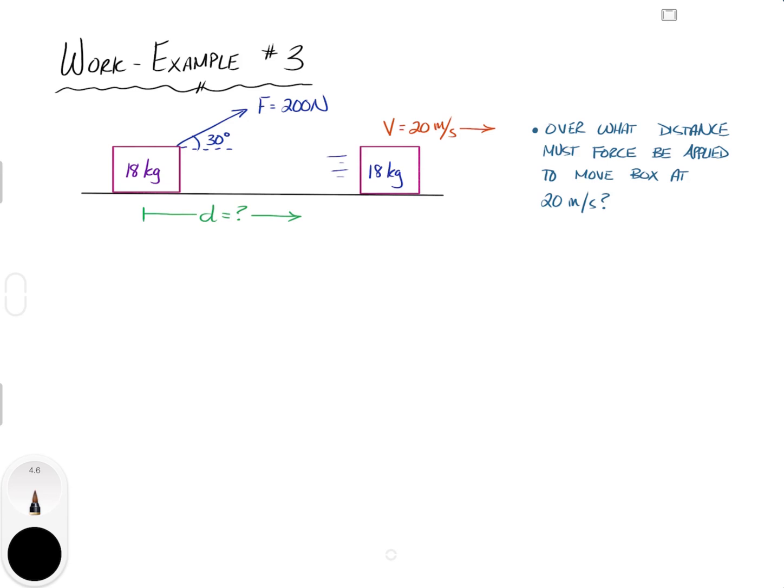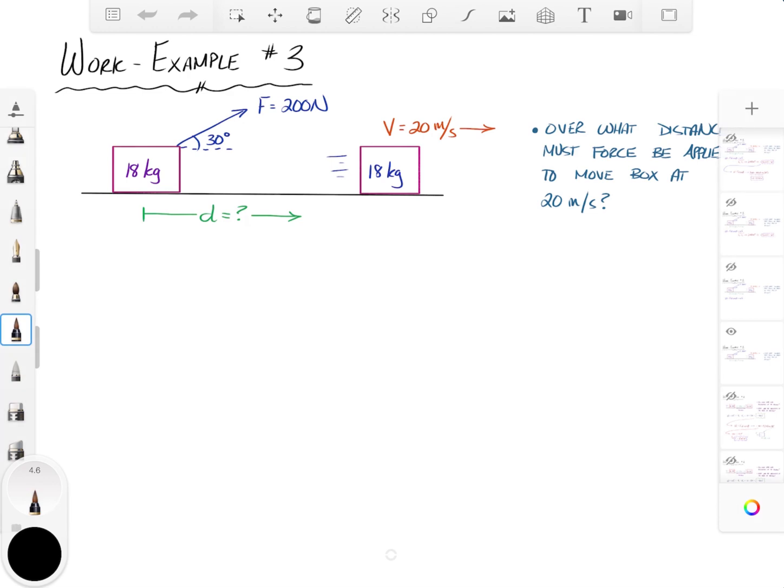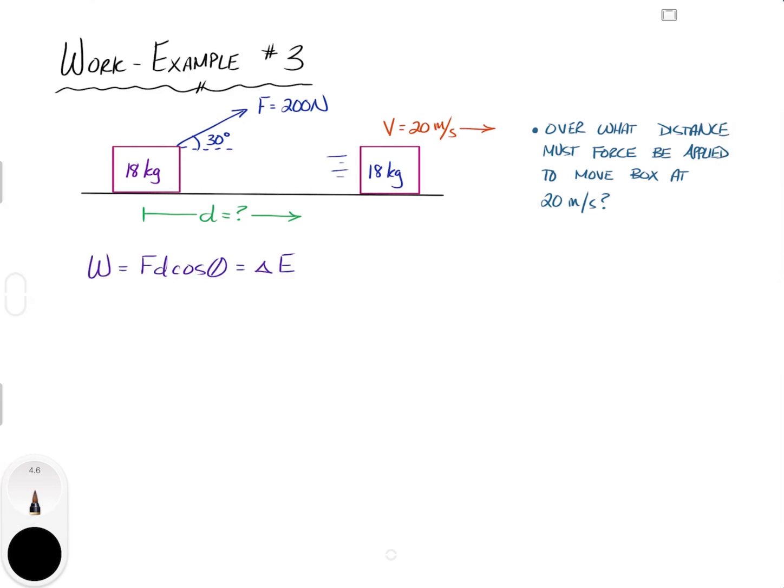For our third example regarding work, we'll try and combine a little bit of everything. So what we have here is an 18 kilogram block. We'll assume it was originally at rest. And if I apply a 200 Newton force that acts 30 degrees from the horizontal axis, over what distance do I need to apply that force in order to give that 18 kilogram mass block 20 meters per second of velocity?